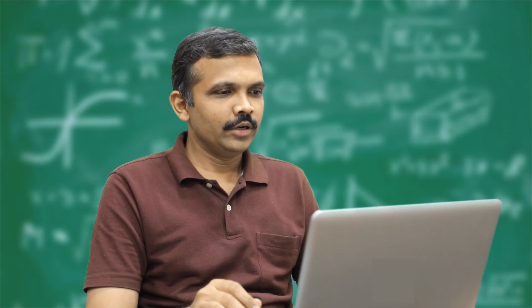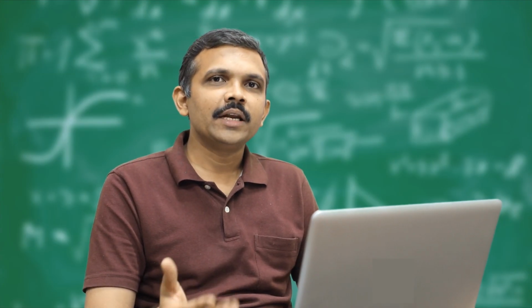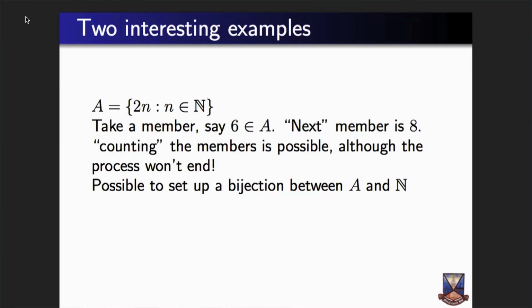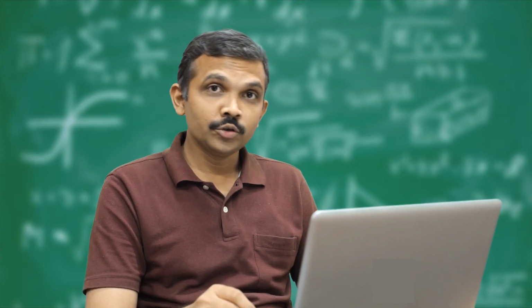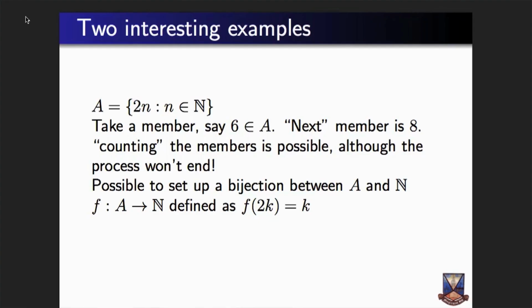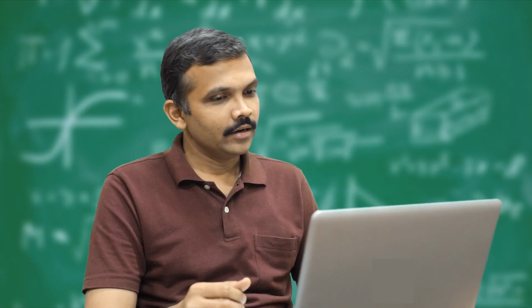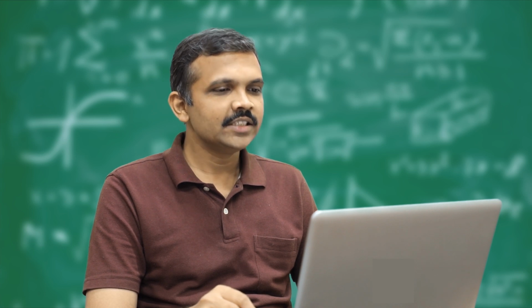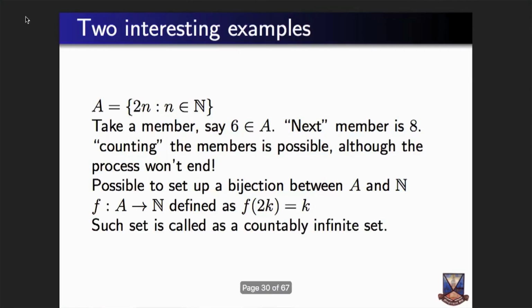What is happening? Let us understand this in terms of mathematical language. One can say it is possible to set up a bijection between set A and the set of natural numbers. What should be that bijection? Again, it is very easy to guess. Let us look at a function f from A to N defined as f of 2k is equal to k. I am leaving it to you to check that this is a bijective function.